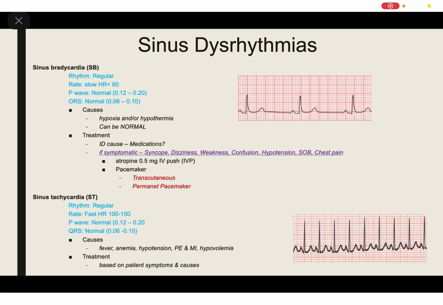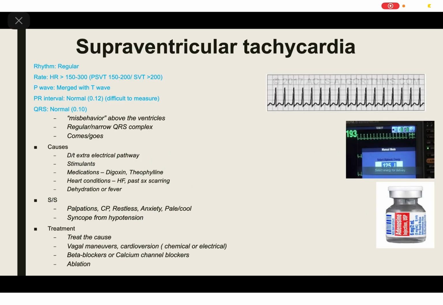Just keep that blood moving around. All right, SVT. This is a life-threatening lethal arrhythmia if left untreated. Its rate is 150 to 300, greater than 150. It's merged with the T waves. You can't really even discern them. You could barely discern P waves. It's just because it's so fast.